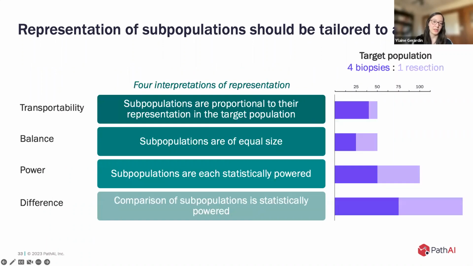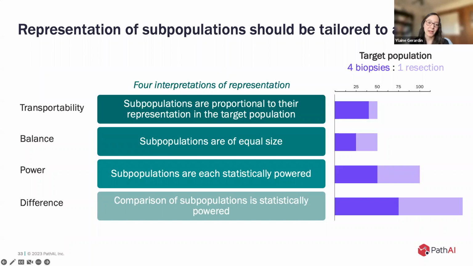For the top tier, this is requiring subpopulations to be proportional to their representation in a target population for transportability. For example, if you have a target population where you know there'll be about 4 biopsies to every resection slide, and you know that your test set you're aiming for is a size of 50 slides, you should include 40 biopsies and 10 resections to be representative of the proportions that you're expecting.